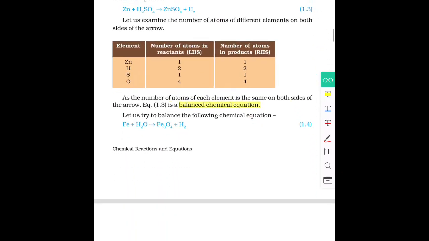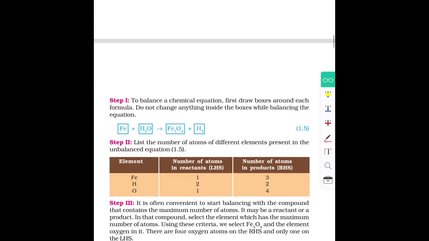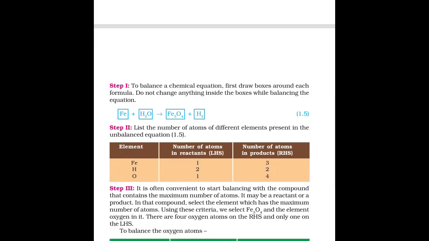Step 1. To balance the chemical equation, first draw boxes around each formula. Do not change anything inside the box while balancing the equation. Fe plus H2O gives Fe3O4 plus H2.